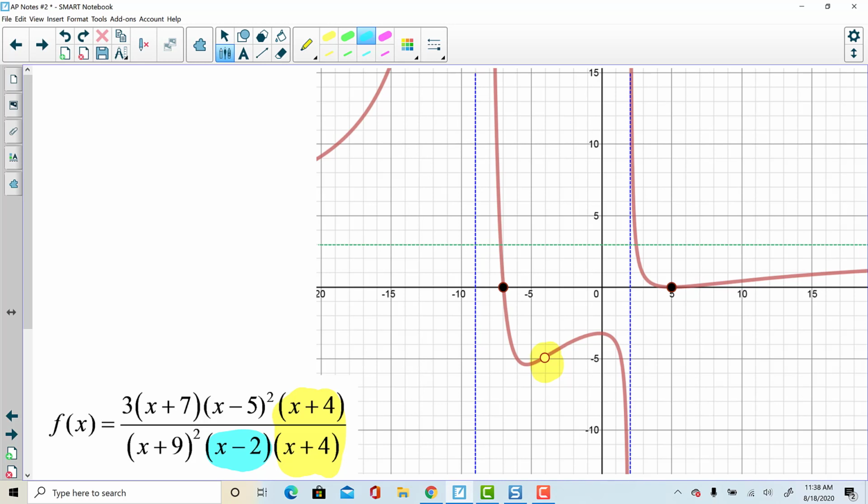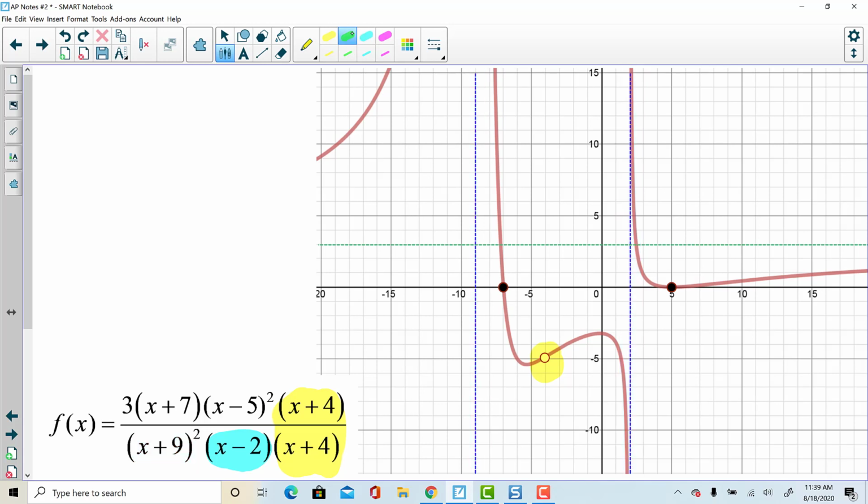Okay, now the yellow part we're going to ignore, that canceled, so that's going to be a hole. But the x minus 2 didn't cancel, so that's going to be a vertical asymptote. It'll be at the x value that makes that piece 0. So it'll be at x equals 2. So if you look at x equals 2, we have a vertical asymptote. It's the blue dotted line. We also have one at -9, because -9 would make the bottom piece 0. So we have 2 vertical asymptotes.